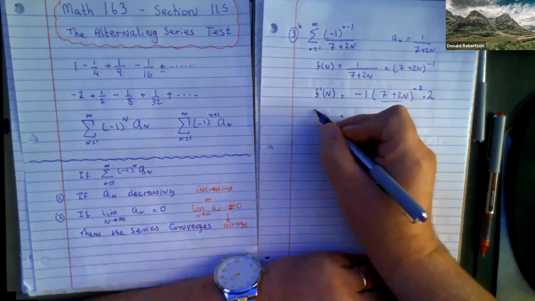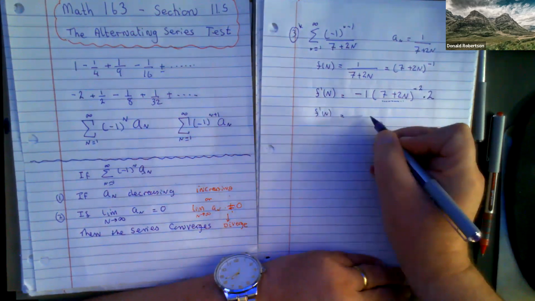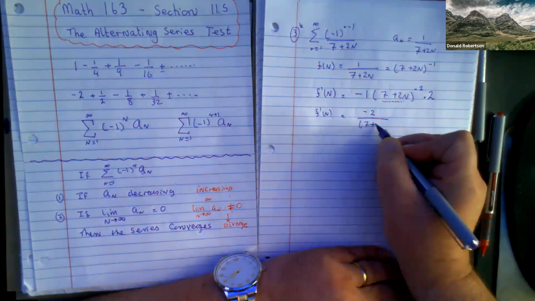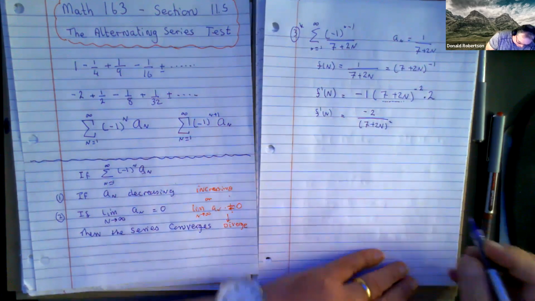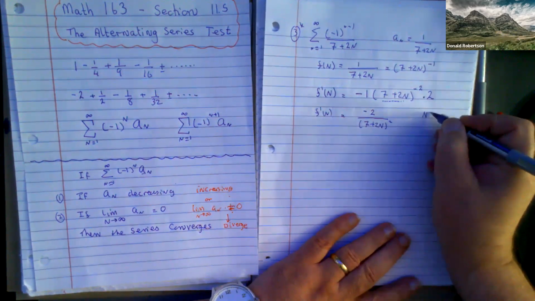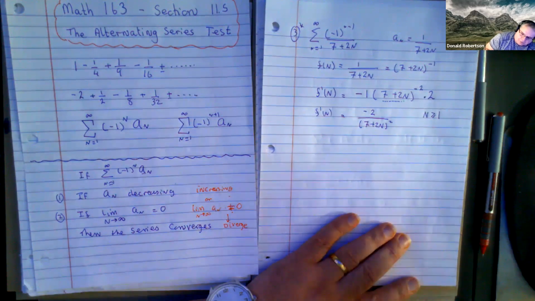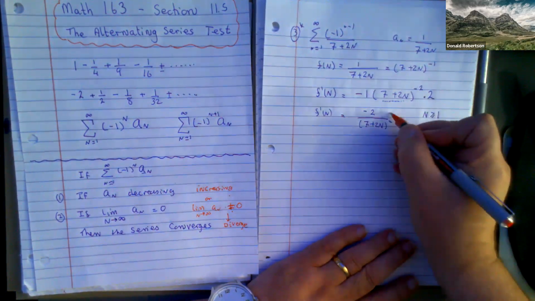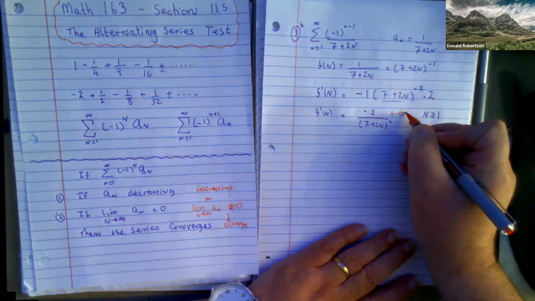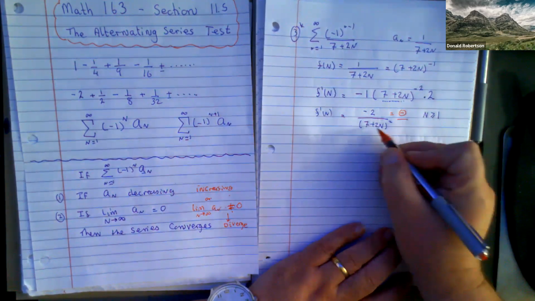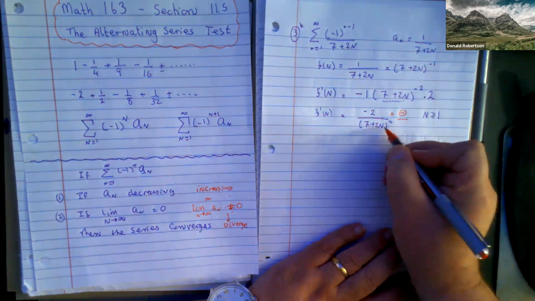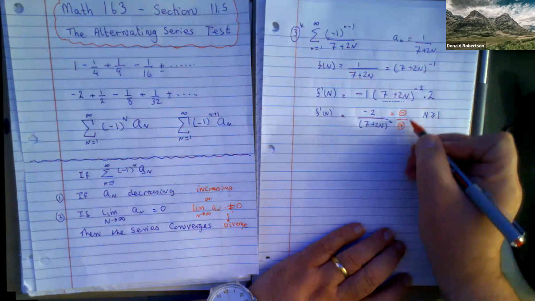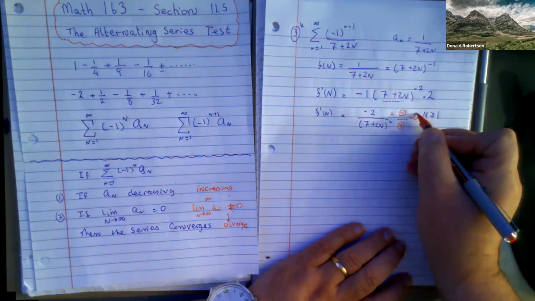And so the derivative is -2 over (7 + 2n) squared. Now we know that n represents whole numbers, 1, 2, 3, 4, 5, and so on. So if I look at this expression, the top is -2. That's always going to be negative. And the bottom, whatever that happens to be, if you square it, it's always going to be positive. So this combination means that the derivative is negative.